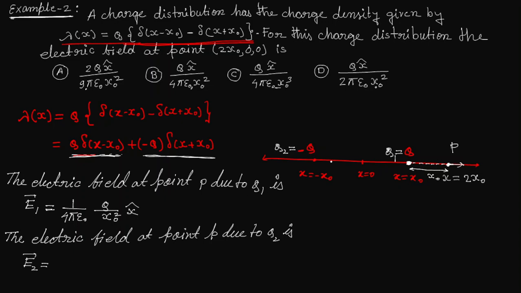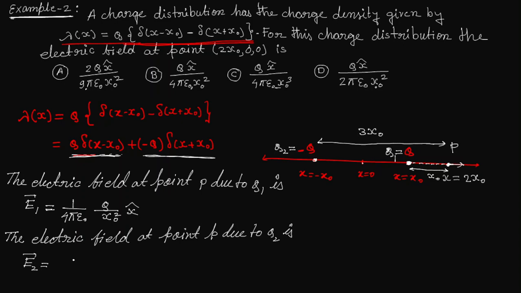Again, for that, first we have to calculate the distance of the point from this charge. So what will be this distance? You can see this is x naught from x equals 0. So this is x equals minus x naught, and we have to calculate the electric field at x equals 2x naught. So this distance will actually be 3x naught.